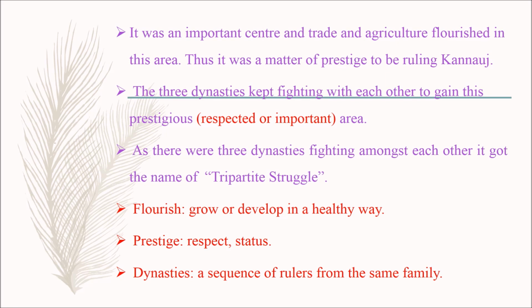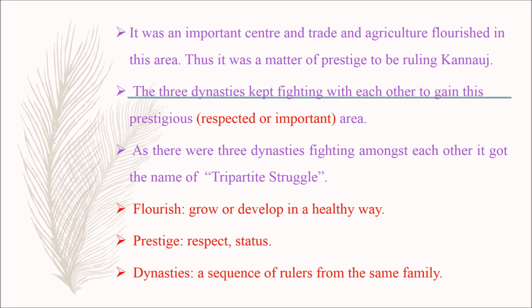Here, flourish means grow or develop in a healthy way. Prestige means respect or status. Prestigious means respected or important. Dynasties means a sequence of rulers from the same family.